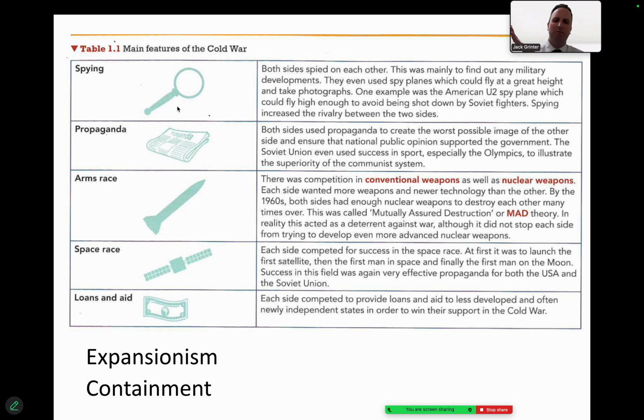But some of the features of it: spying, propaganda, arms race, space race, loans and aid. I thought as well expansionism. One thing is trying to expand their ideology, which we'll look at in a minute. Another one as well, containment, trying to contain the other side from their expansionism. But with this topic, we don't really look at spying. Propaganda, not so much as well. The space race is mentioned a little bit in Key Topic 2, but again, it's not a big part of the course. But ones like the arms race, the loans and aid, expansionism, containment, they're big things that we look at that you need to know about.